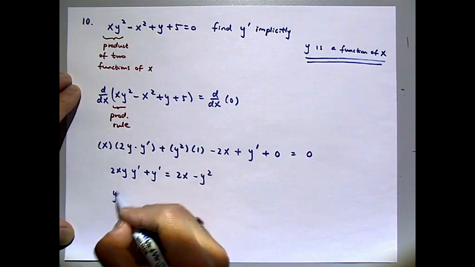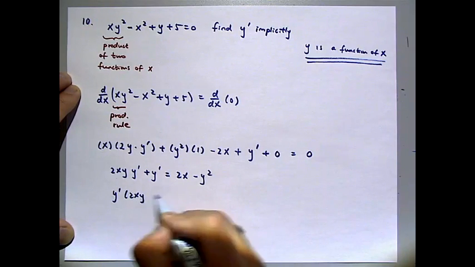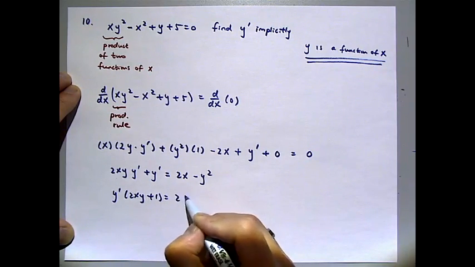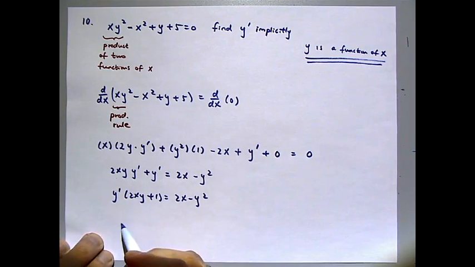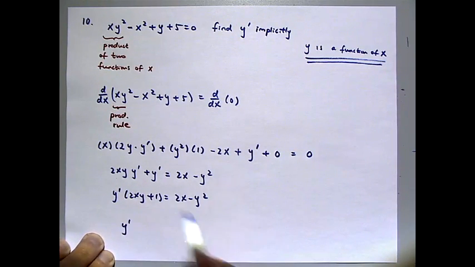Factor out y prime. And finally, to find what y prime is equal to, we divide by that excess stuff. There we go.